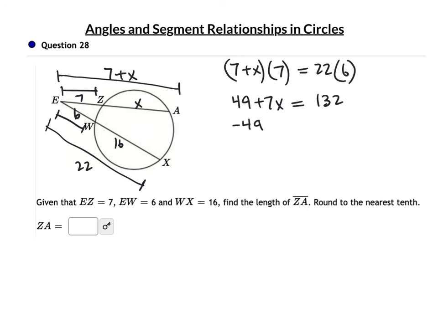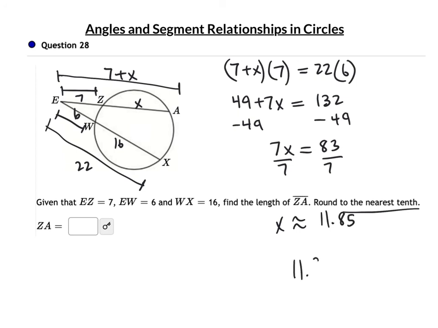Take a 49 off each side. 7x equals 83. Divide by 7, and we're rounding to the 10th. X is about 11.85 to the 10th. That would be 11.9.